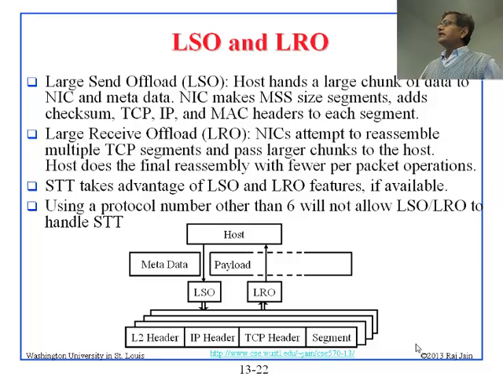All right? So, STT takes advantage of the LSO and LRO features if available. Using a protocol number other than 6 will not allow LSO, LRO, because the Ethernet card will bypass all other protocol types. All right? So, this is the reason they want to use the TCP protocol type.